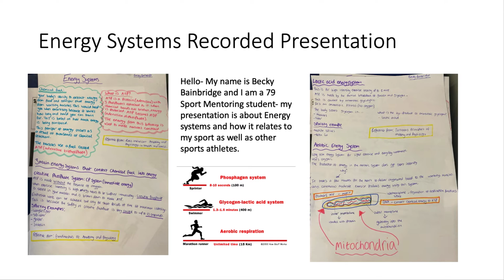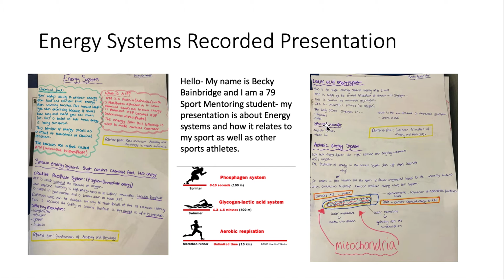So she would say the three main energy systems that convert chemical fuel to energy are the creatine phosphate system. And then she would go and talk about the creatine phosphate system. She would read the information that is right here. She'd read that off. Once she's done that, she'll then talk about the next energy system, which would be the lactic acid energy system. And she would say the lactic energy system is used in high intensity exercise, and she would carry on describing that.